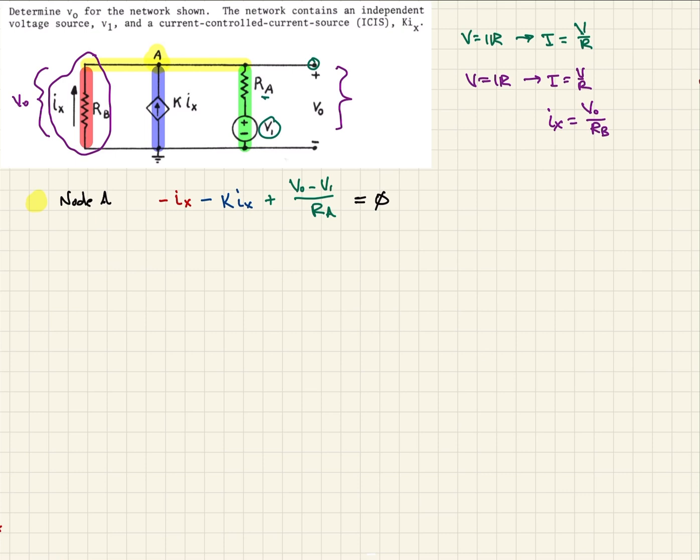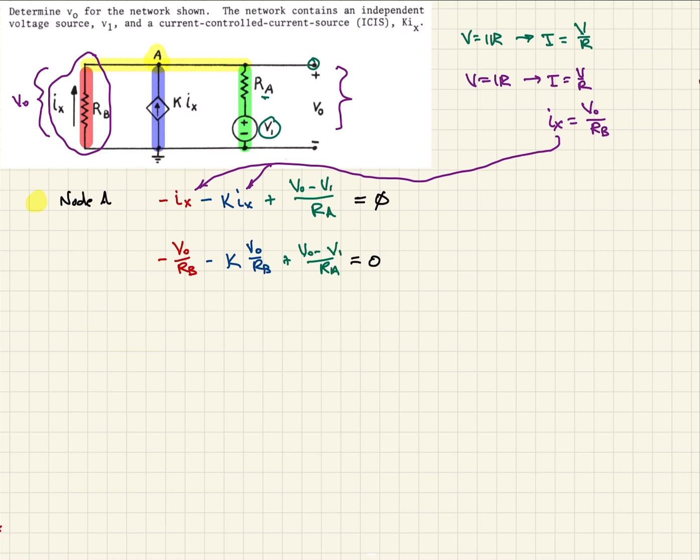Now we should be able to take this and substitute it in for our Ix's. It's just a straight substitution. So when we do that, we will have negative V0 over RB, and then minus K V0 over RB, and then plus V0 minus V1 over RA. And again, this is equal to 0.